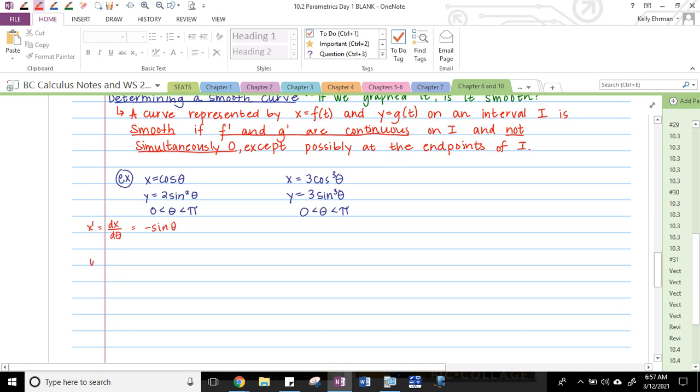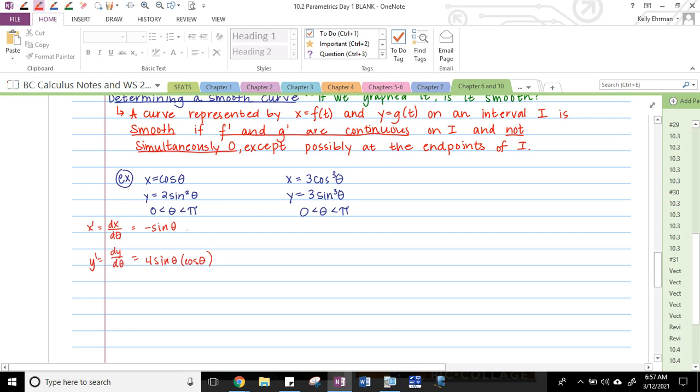And what's the derivative of y? What's y prime? That'd be dy/d theta. Either notation works. I'm just putting that out there to remind you. 2 sine squared. So I'm going to use power rule first for sine theta, and then I have to use chain rule. The derivative of sine is cosine.